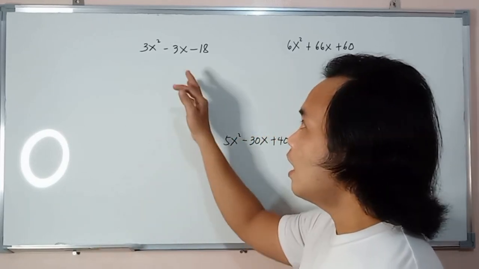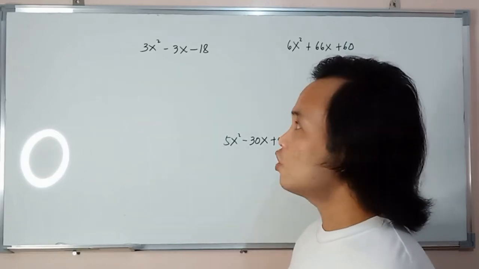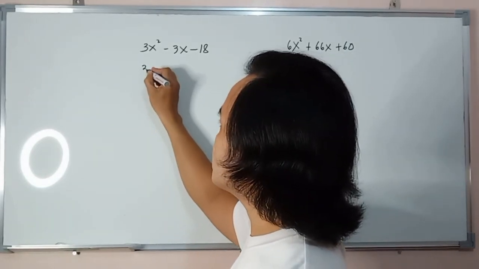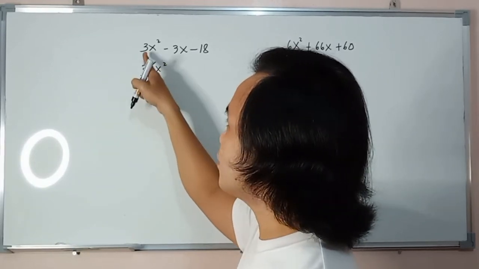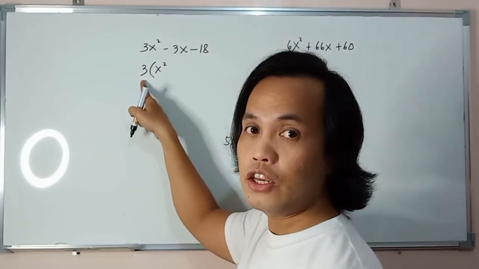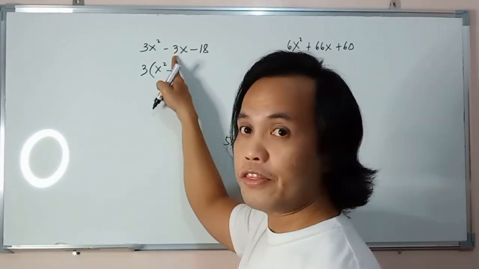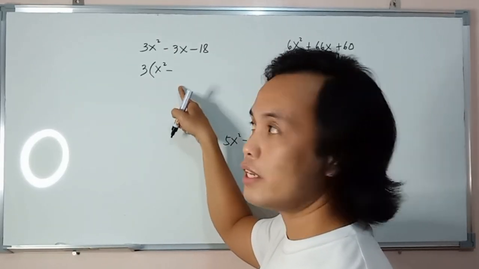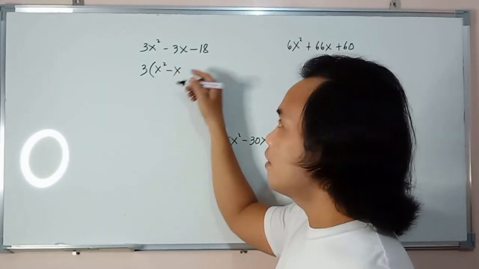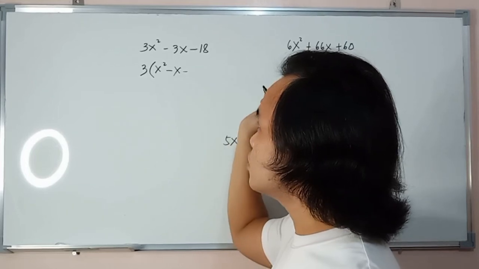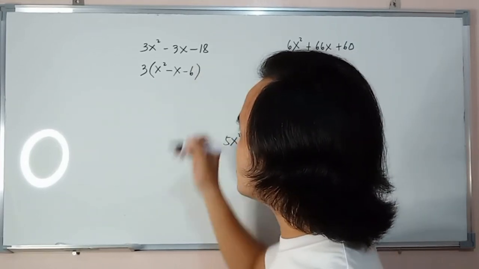So in this case, our common monomial factor to each of these terms is 3. So we can factor out the 3. What remains shall be x squared. So we have here 3x squared. We factor out 3. So what remains is x squared. We copy minus. We factor out the 3. So what remains here is 1x or x. It has an assumed coefficient 1. Then we copy minus. We factor out 3. So what remains shall be 6.